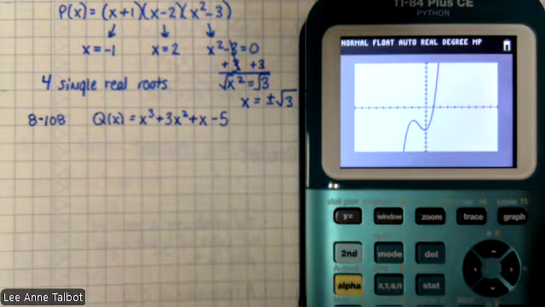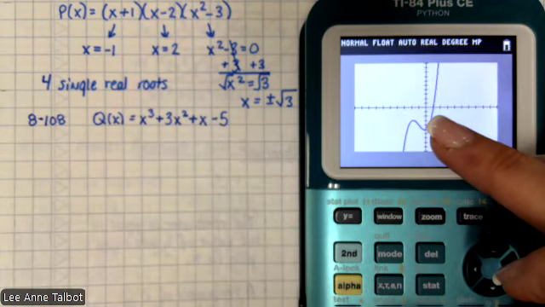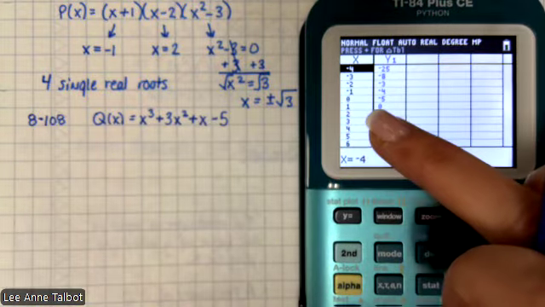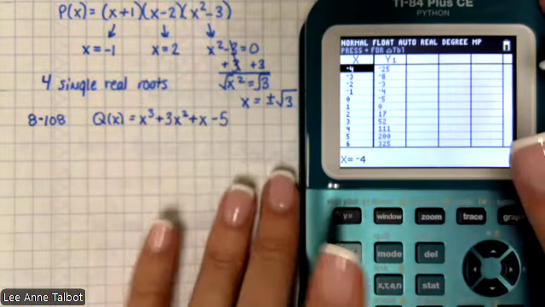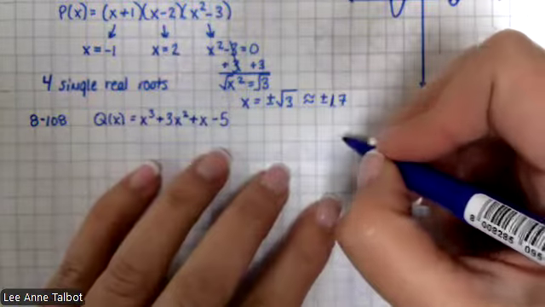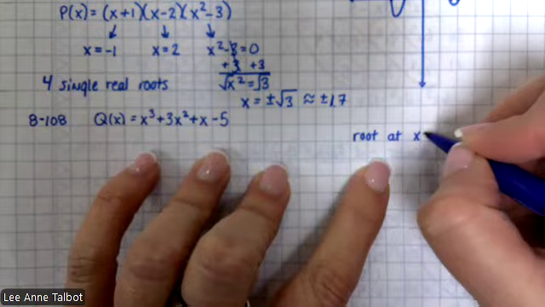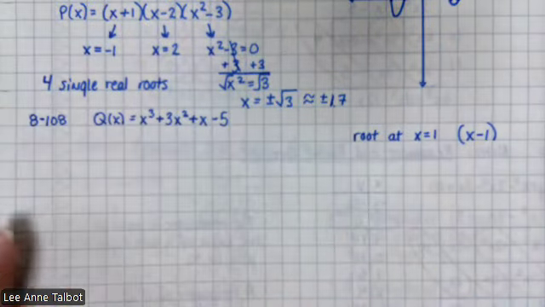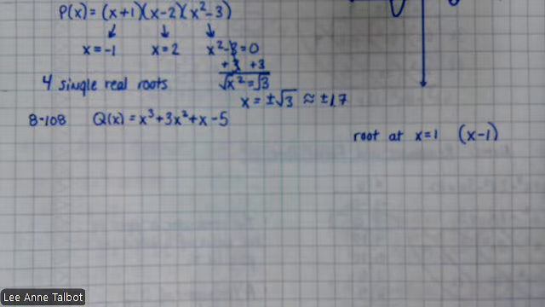Okay, anyway. So I looked here. I suspect that there is a root at 1, but I'm going to confirm with the table just to make sure that it actually says 1, 0, and it does. Everybody good with that? Okay. So I'm going to come over here, root at x equals 1, which is the factor x minus 1. Okay, step 1, get a root.